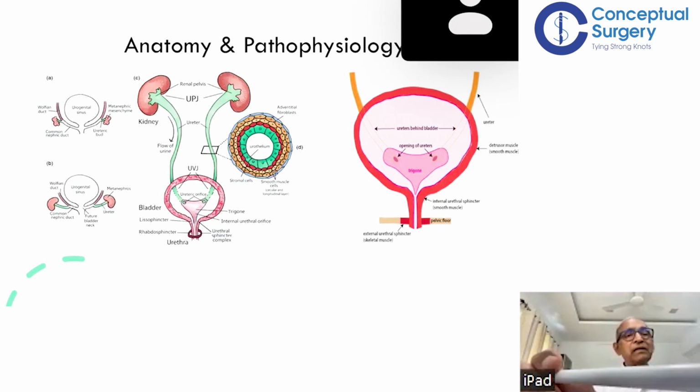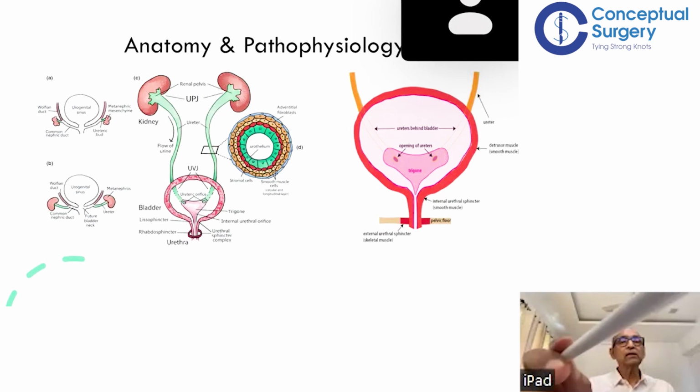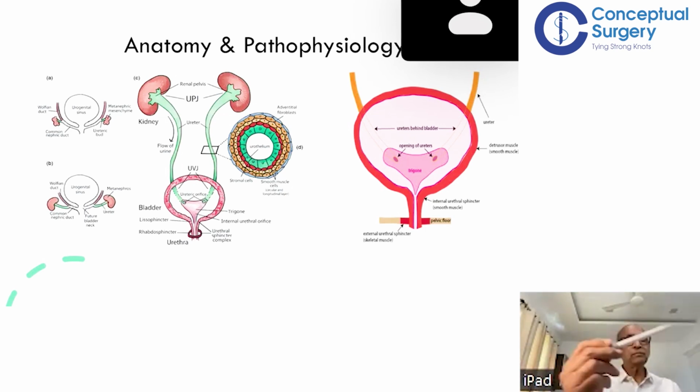I have three diagrams here, one mature full system and the other one the bladder itself with the ureters traveling submucosally in the form of a tunnel. And that is being shown very clearly here. And so now let us move on. After a brief discussion of this anatomy and pathophysiology, let us now move on to the next slide.